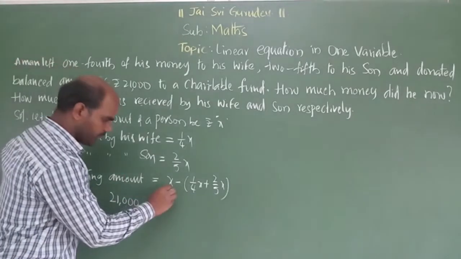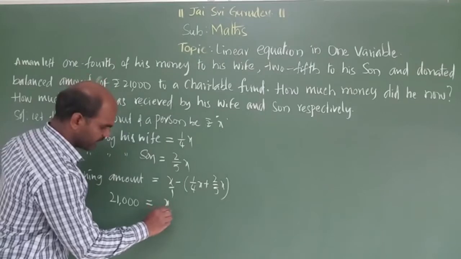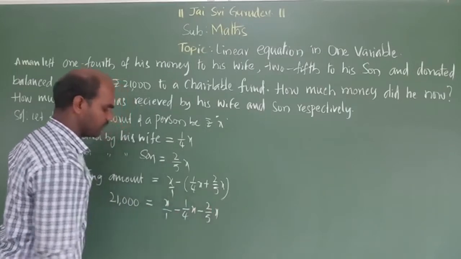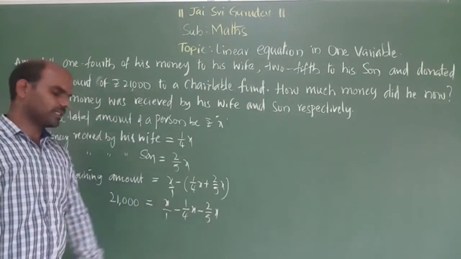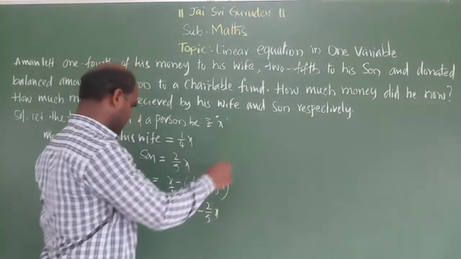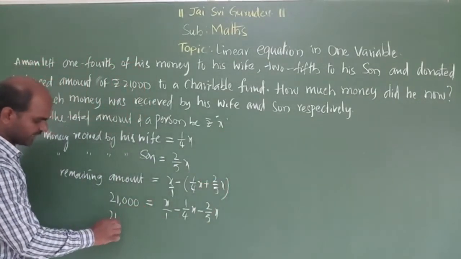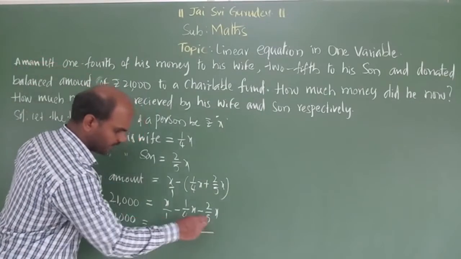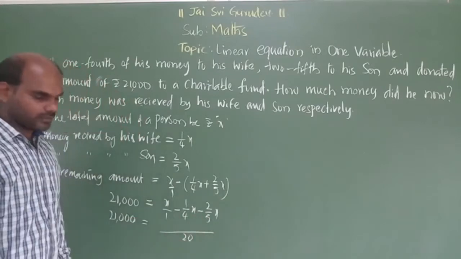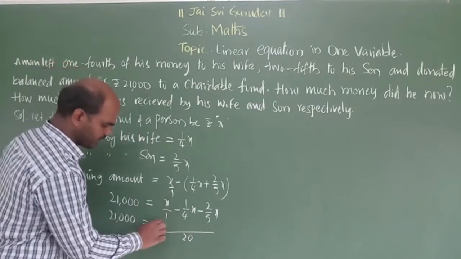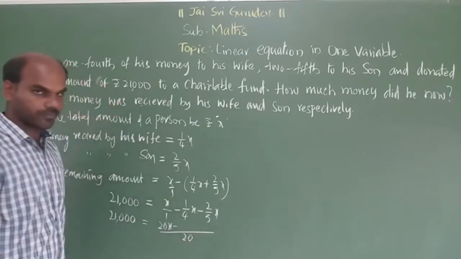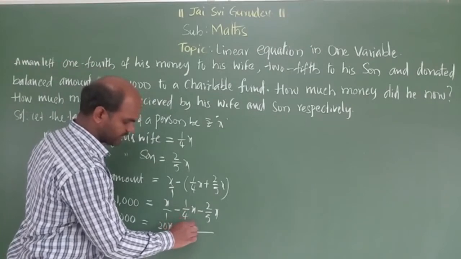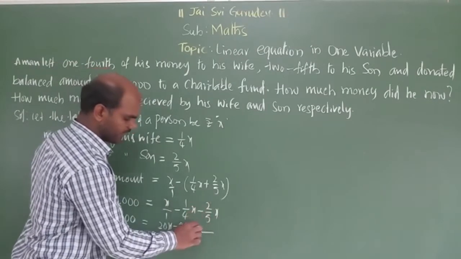So if it is subtracted, it becomes x/1 minus 1/5x minus 2/5x. Taking the LCM, 5 fives are 25... the LCM is taken, 20x minus 5x minus 8x, with the denominator 20.